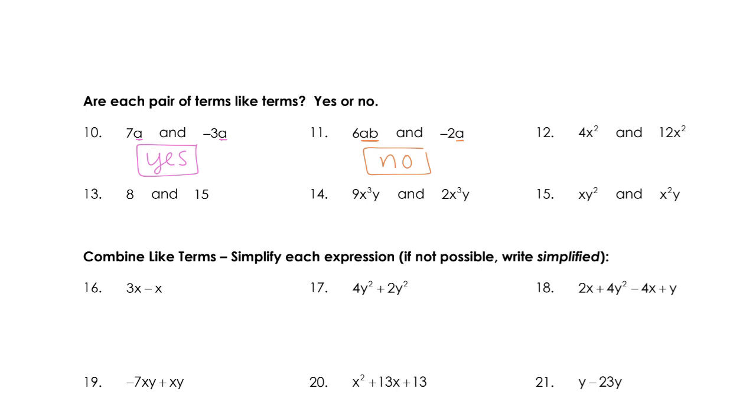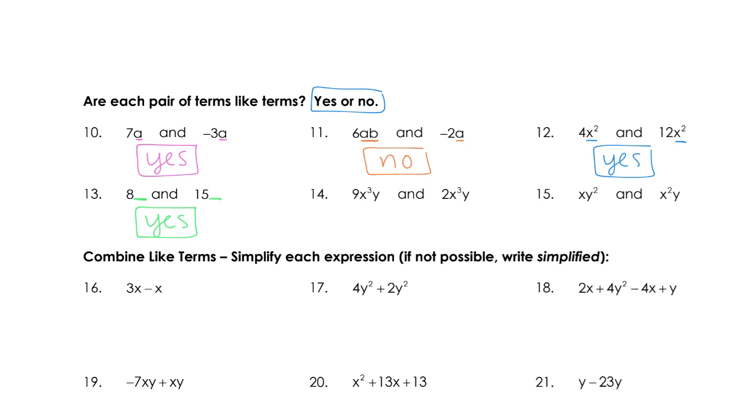On number 12, we have 4x squared and 12x squared. Both of the x's have the exponent of 2 with them. So that would make these like terms. And all we're doing here is writing yes or no. It says it in our directions right here. So we're just stating if they are like terms or not. So then on 13, 8 has no variables, and 15 also has no variables. So that would actually make these like terms.